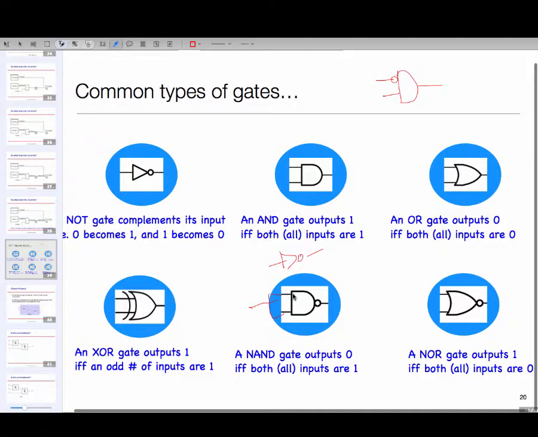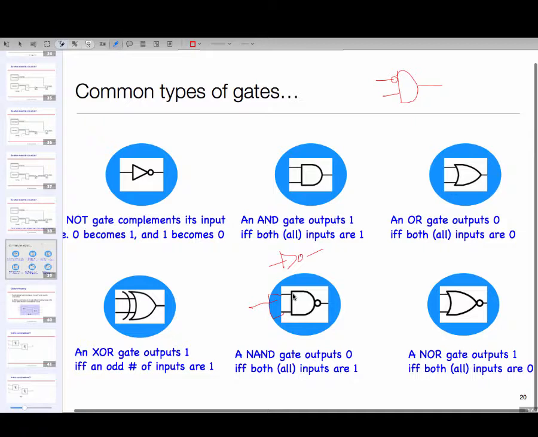What about from a NOR gate? Same story. I can tie the inputs together, get an inversion again. So the inverter is redundant. The AND gate is redundant. The OR gate is redundant because I can get them using this. Later on, we'll see that I need only one of these.